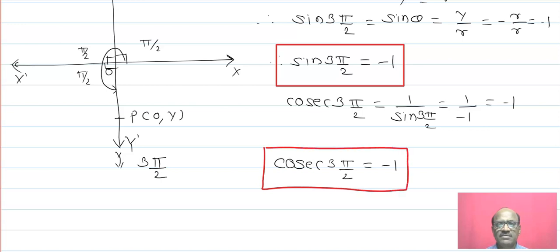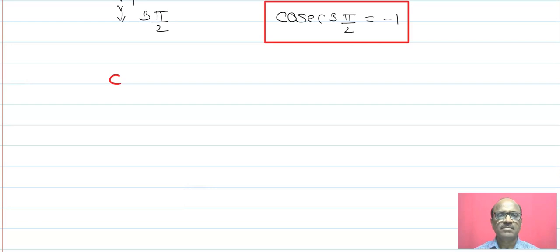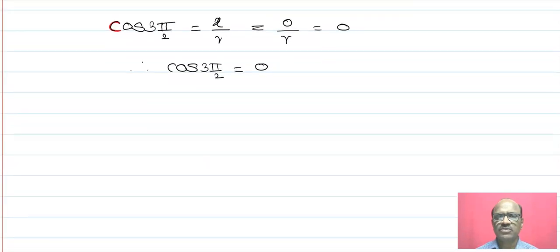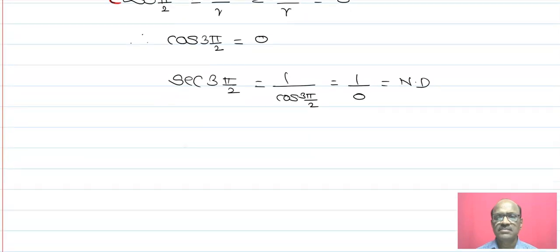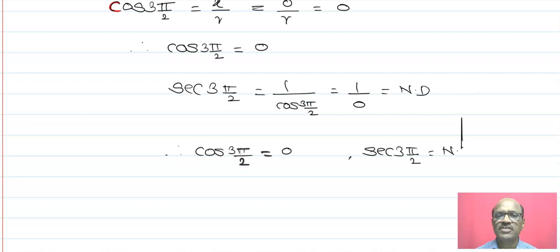The next value is cos of 3 pi by 2, that is cos of 270. Cos is again x upon r. And the value of x on the y-axis is 0, that is 0 upon r, which is equal to 0. And what about the sec of 3 pi by 2? That is 1 upon 0, which is not defined. Therefore, cos of 3 pi by 2 is 0 and sec of 3 pi by 2 is not defined.